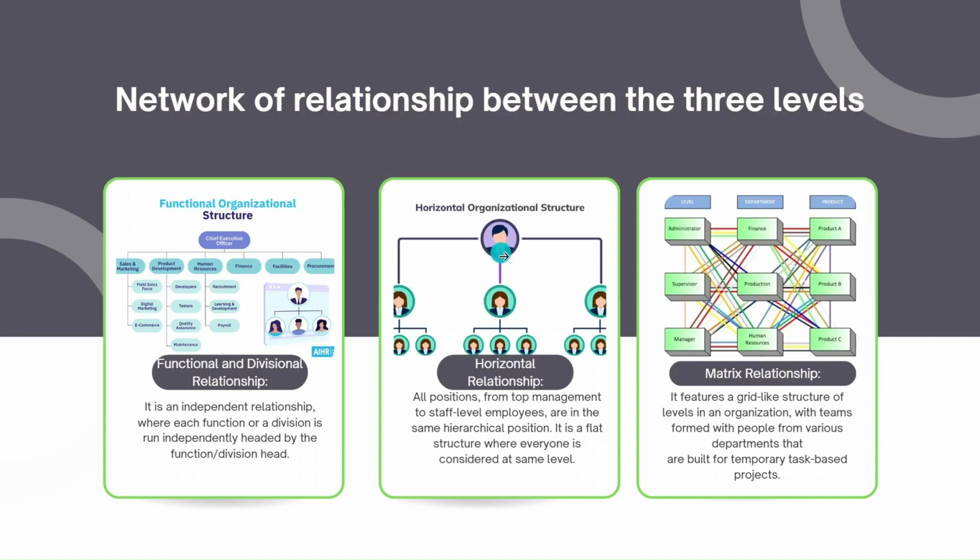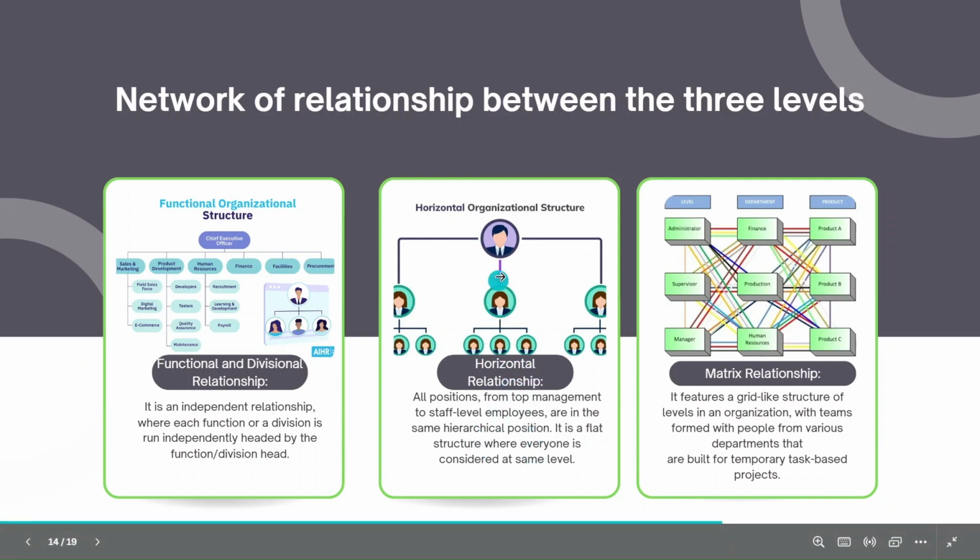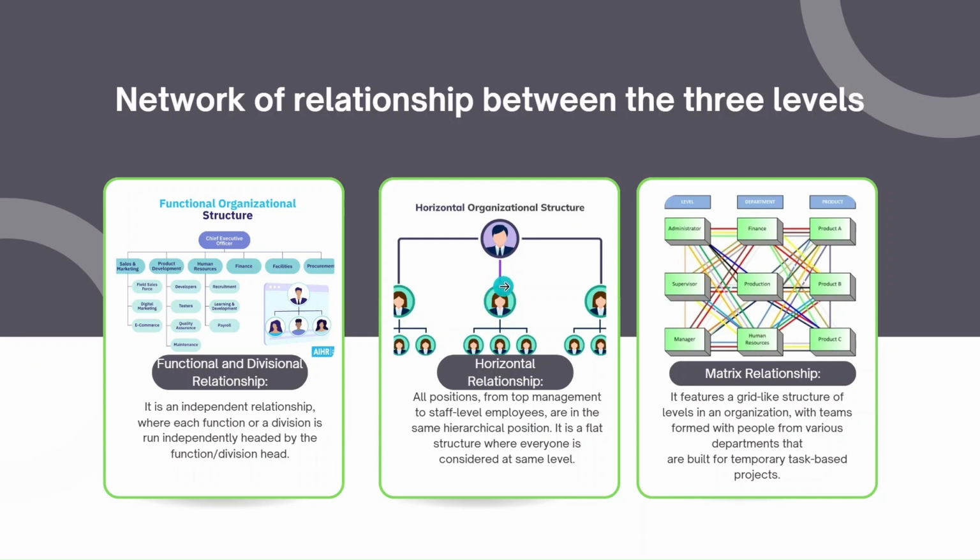In this way, the organization is divided into a horizontal organization structure. From top management, they are in the same hierarchical position. It is a flat structure, where everyone is considered at the same level. The organization is divided in such a way that there are multiple CEOs, multiple product leaders, and multiple business leaders who lead each business. So the functional organization structure is the basic structure where every company operates, and horizontal organization is for a company where multiple products are organized in the company.